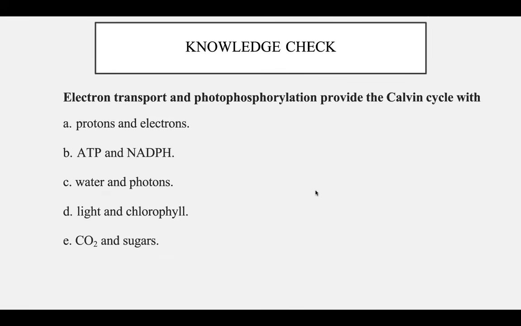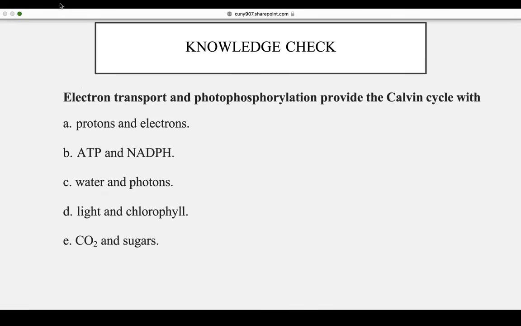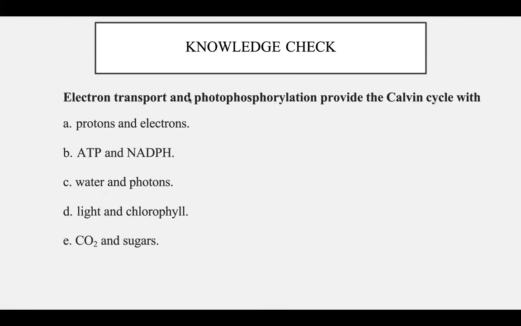What does the electron transfer chain provide the Calvin cycle with? A Calvin cycle, also known as your light independent reactions. So definitely know the two names because they can ask Calvin cycle, Calvin-Benson cycle, light independent reactions, etc. They could ask any name of those. And then 30 seconds for this as well.